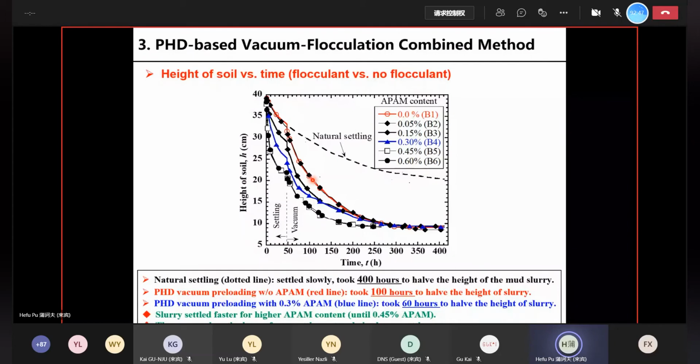And on top of that, if we further add in the flocculant, we can see that the dewatering process is further increased. In general, the slurry settled faster for increasing APAM content. So overall, we can see that the proposed method gave not only faster settlement, but also larger magnitude of settlement.